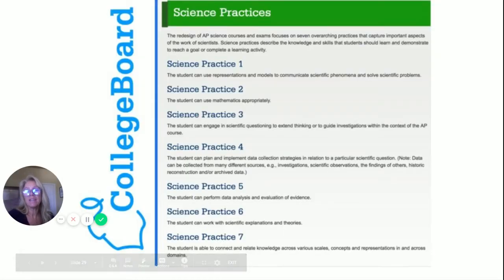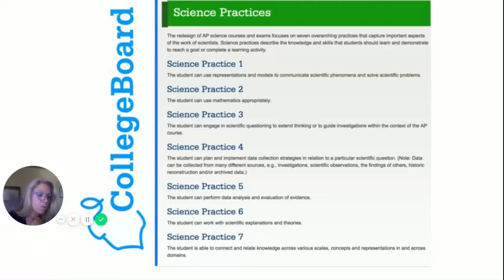So the first thing here is you can just look at the list of science practices. The notes for this presentation are in the link below. They're also in the first video link, as well as this Google slide presentation I'm giving to you now. On your science practices, you're going to have the opportunity to use these throughout the entire year. These are very similar to the Next Generation Science Standards science practices as well.